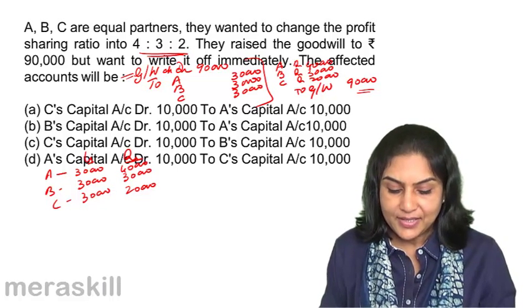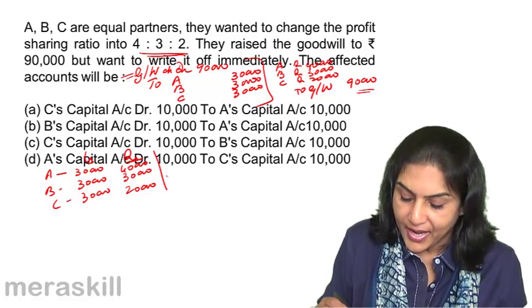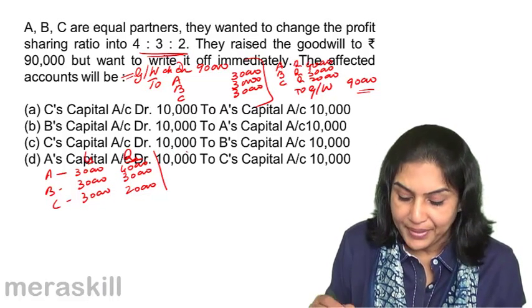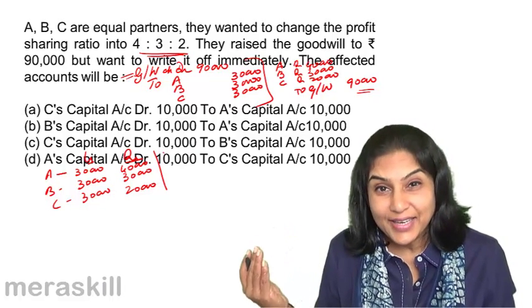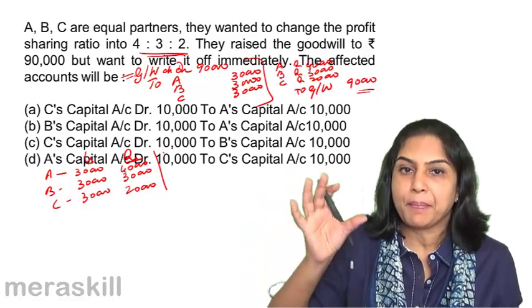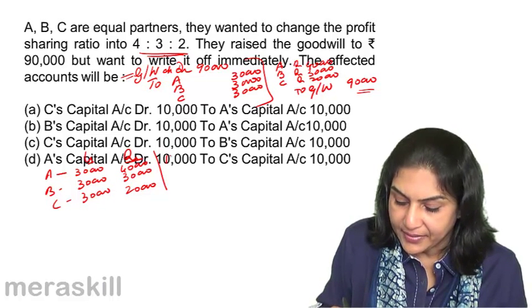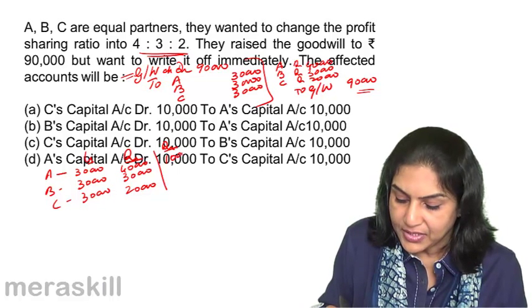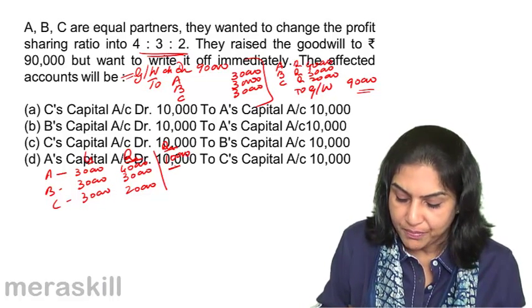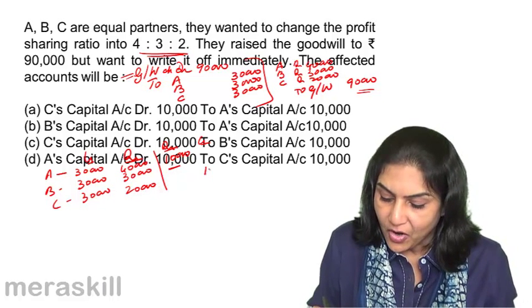What has happened as a result? As a result, A has been debited. This is because A's share has increased. So we are making him pay a compensation for that. He has made a gain. His account, A account, has been debited with 10,000. No change in B. And C's account has an extra credit of 10,000.